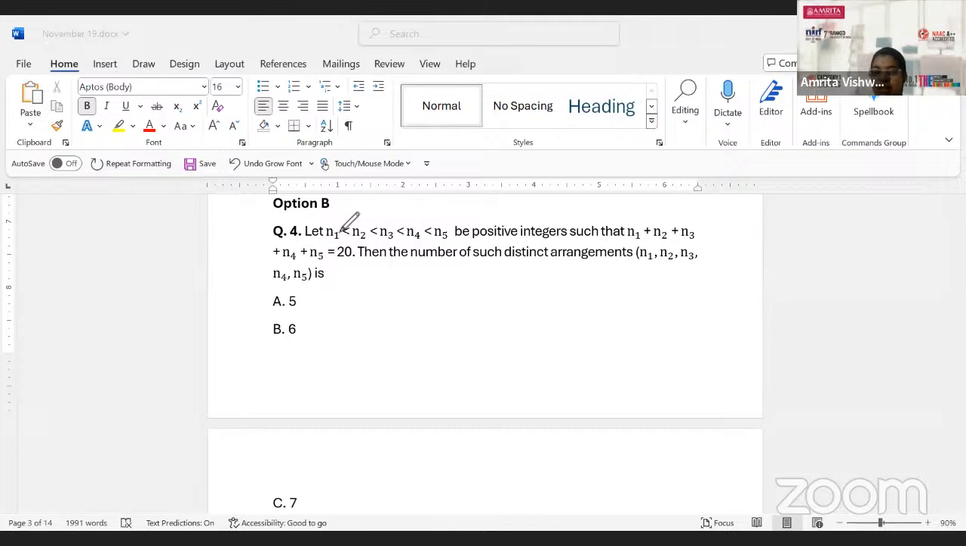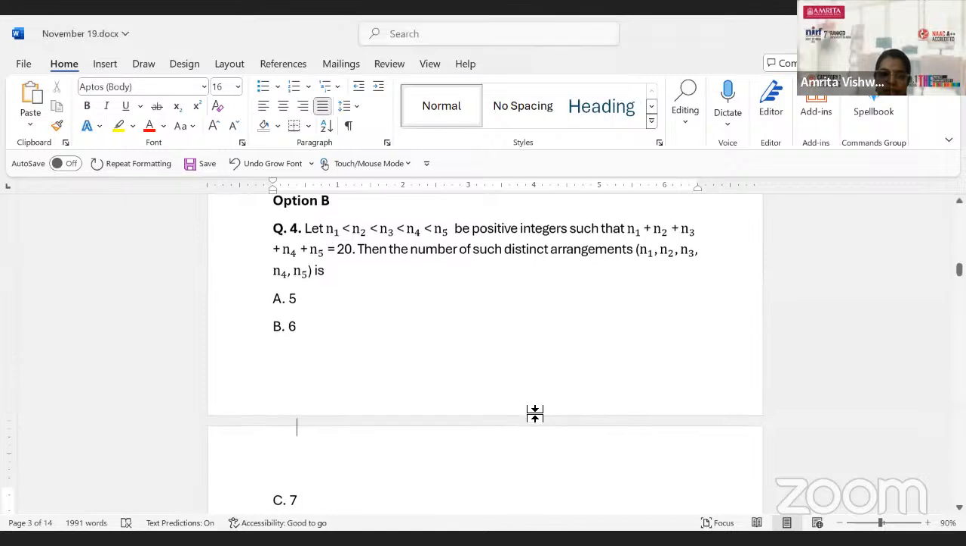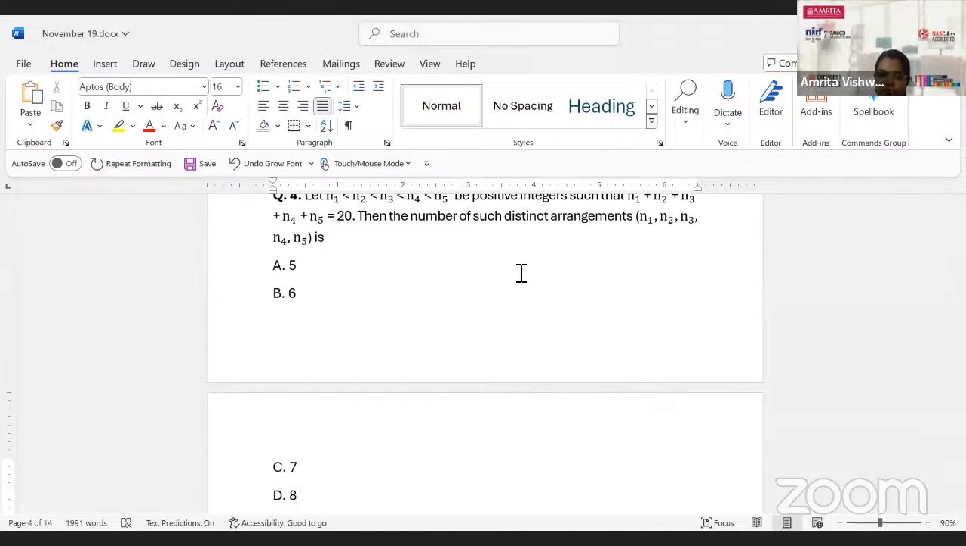The first one is N1 less than N2 less than N3 less than N4 less than N5. It's in that order. And the second one is that their sum is 20. You have to find out how many such combinations you'll be able to make with different numbers. This is what the question is asking you to do. And here the options are 5, 6, 7, and 8.